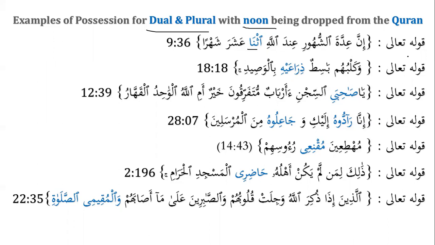Then we have dhira'ihi, both of its legs or both of its arms. وَكَلْبُهُمْ بَاسِطٌ ذِرَاعَيْهِ بِالْوَصِيدِ. So it was basically dhira'ani, and because it is used as mudaf ilayh, the noon has been dropped. Ya sahibai, it was sahibani, sahibaini. Why is it sahibai?